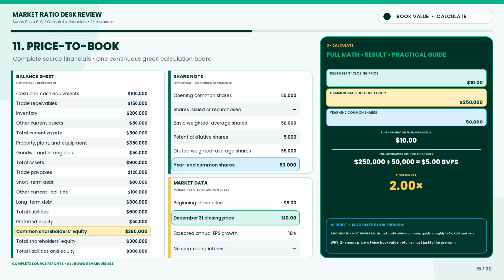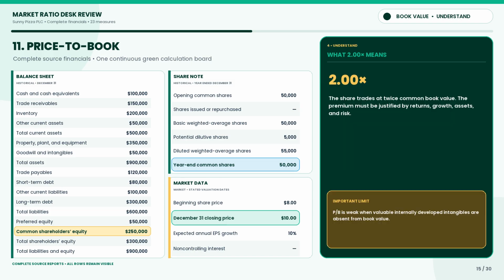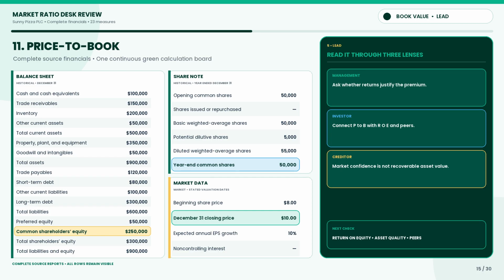The market uses it to judge the premium or discount placed on the accounting equity base. Management should ask whether profitability and growth justify that premium. Investors connect P/B with return on equity, asset quality, and comparable companies. Creditors may see a high market premium as confidence, but lending protection depends on real asset values and claim priority.